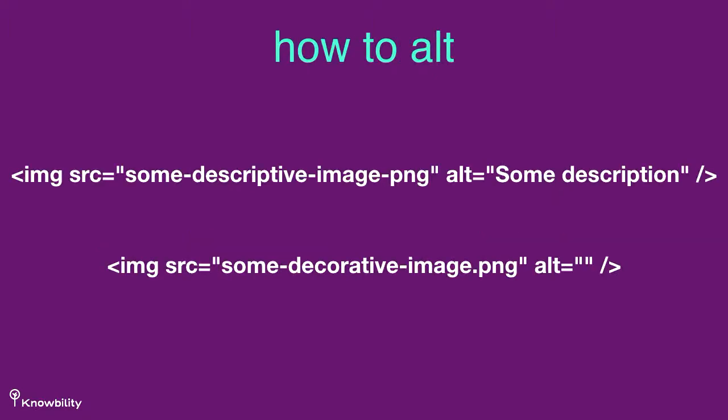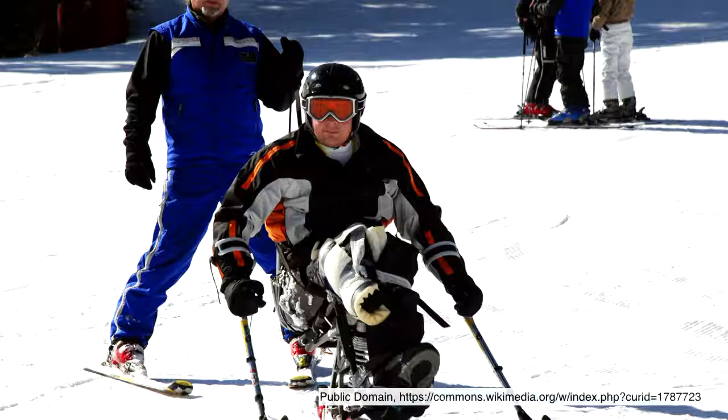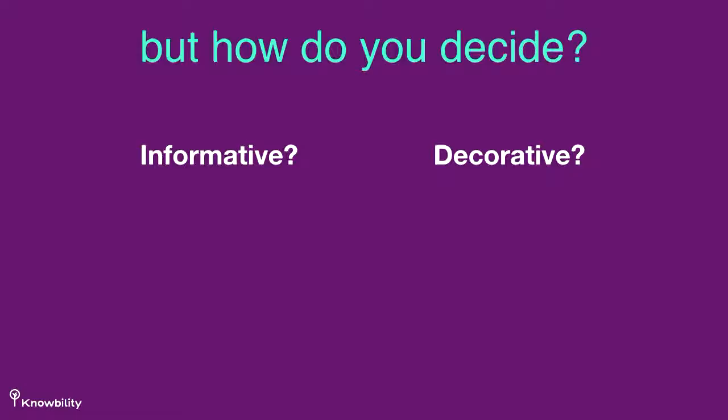How do we do alt? Well, there's two ways. We either put an alt attribute with actual text, or we put in an alt attribute with no text, which is often referred to as null. So we have a wonderful warm photo of a skier on a ski going down a hill, and we can decide whether this is informative or decorative.